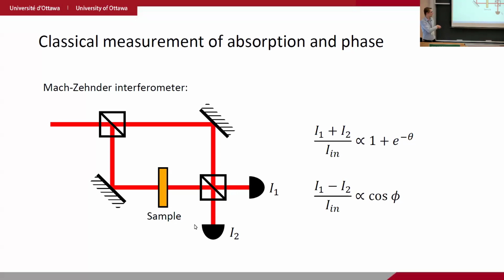The phase shift will show up as a difference in the intensity leaving each of the two ports in the final beam splitter there. So if you look at the sum of the intensities leaving the beam splitter, you know the absorption, look at the difference, you know the phase.